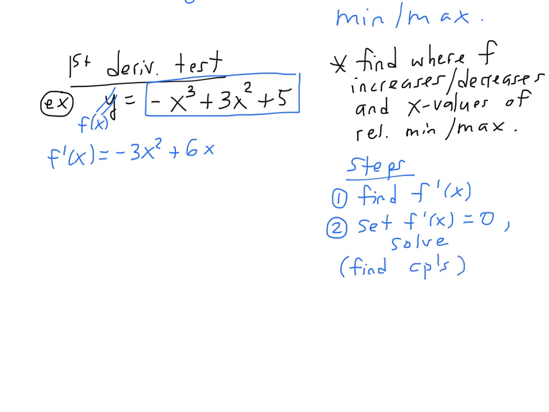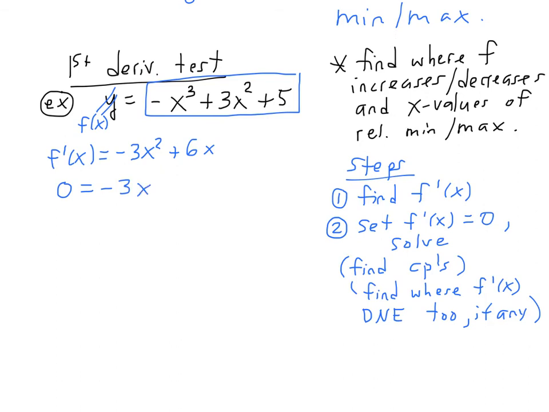Alright, you may also need to find where your derivative is undefined. Okay, so I'm going to just add here, find where f prime of x does not exist, too. Alright, if any. Alright, that's not applicable here because, again, it's a nice polynomial function. The derivative is going to be defined everywhere. Okay, so 9 times out of 10, you're just going to take your derivative and you're going to set it equal to 0. And you're going to solve.